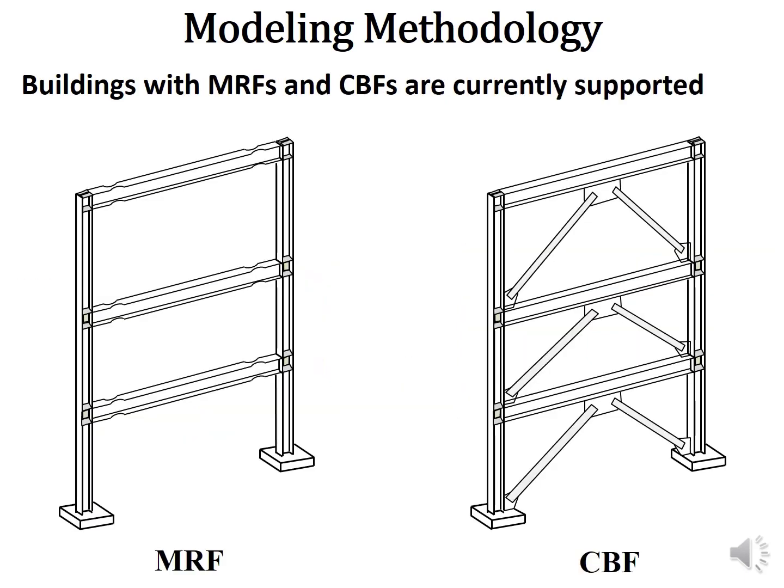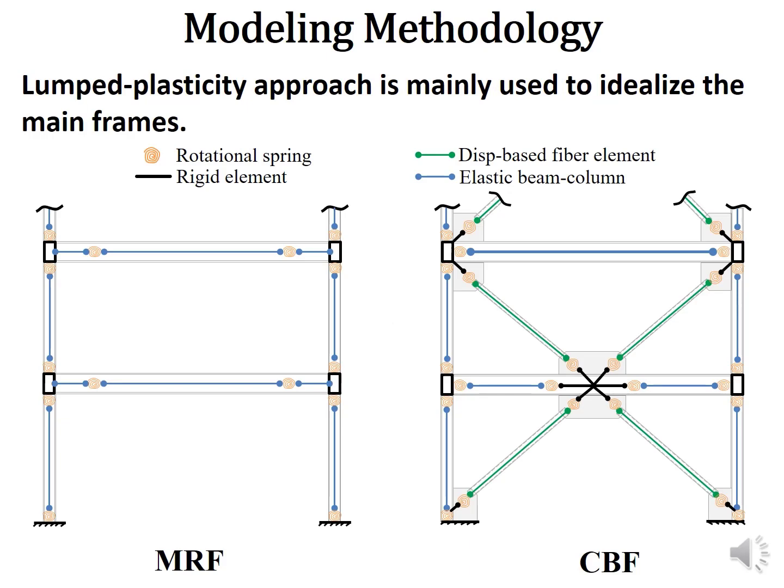In the current version of the platform, buildings with moment-resisting frames and concentrically braced frames, MRFs and CBFs, are supported. These two systems are idealized mainly using the lumped plasticity approach as shown here, using a combination of elastic elements and nonlinear rotational springs. More details can be found in the manual.